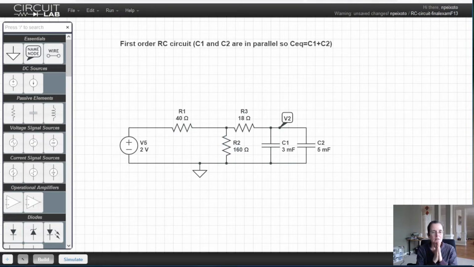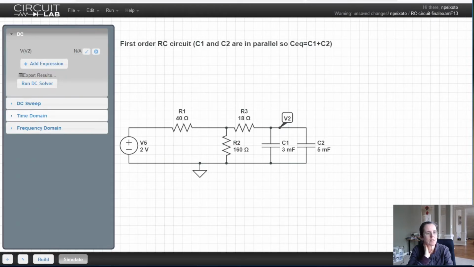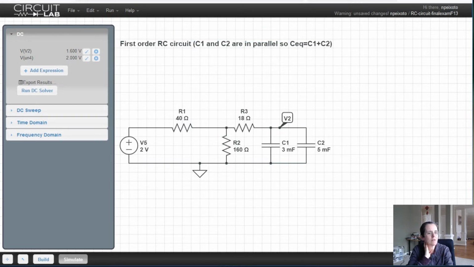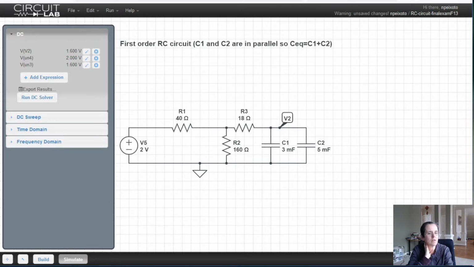So I am expecting, if I simulate this in DC, what happens is that the V2 will have the voltage that is across this 160 ohms, and actually you can already see here it's 1.6 volts because there will be 400 millivolts across R1. And if you do simulate it, run DC, it finds it 1.6 volts. If I add another voltage here, it's 4. Here it's also 1.6. So the difference over R1 would be 0.4 volts.